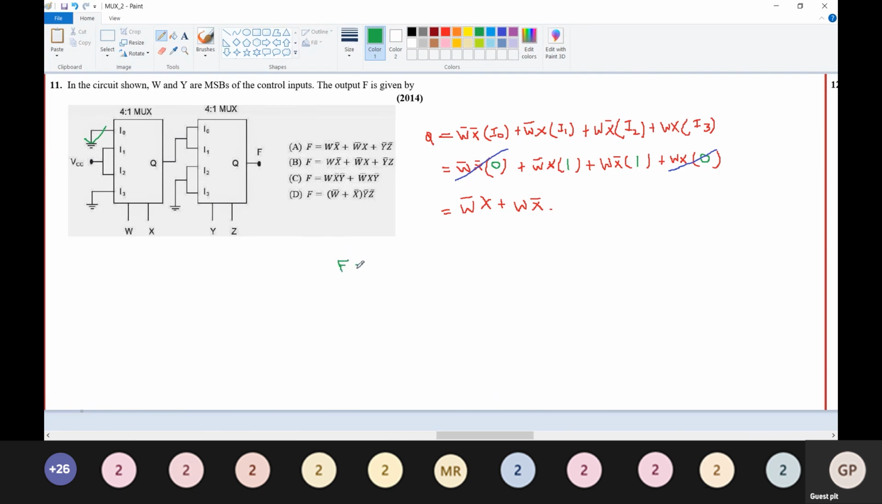Now similarly we move to the second multiplexer, whose output is F. Your selection lines here are Y and Z. So Y dash Z dash into I naught, plus Y dash Z into I1, plus Y Z dash into I2, plus Y Z into I3.